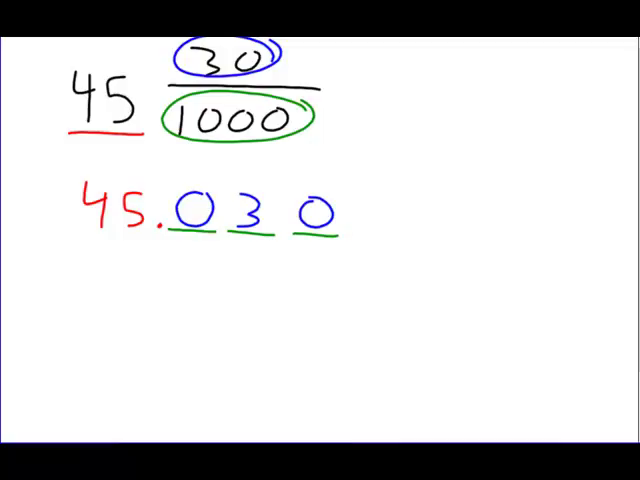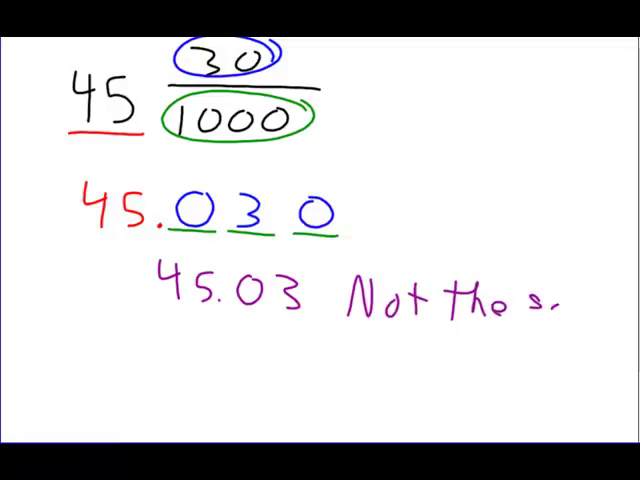Now don't make the mistake of writing 45.03. Not the same. That is 45 and 3 hundredths. So they are not the same. Try this one.